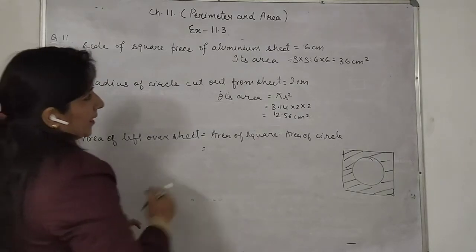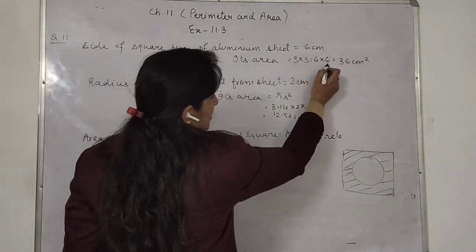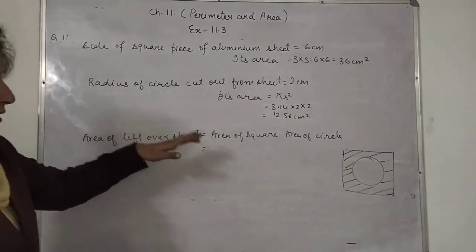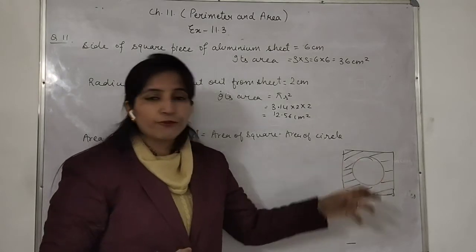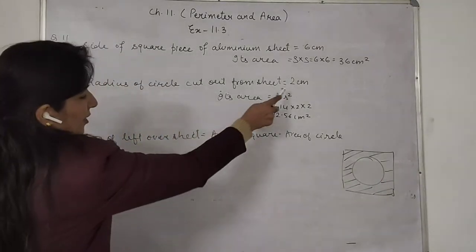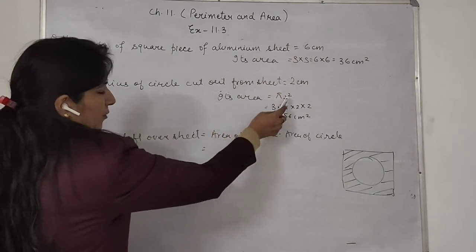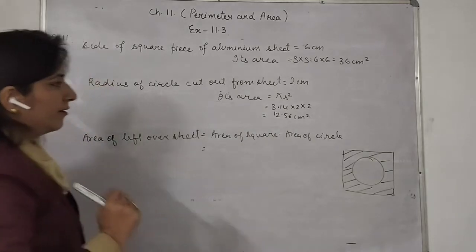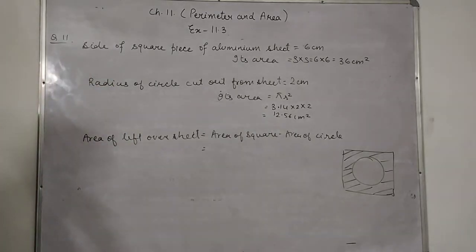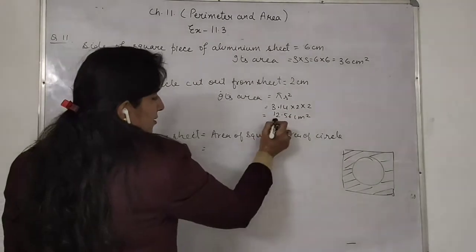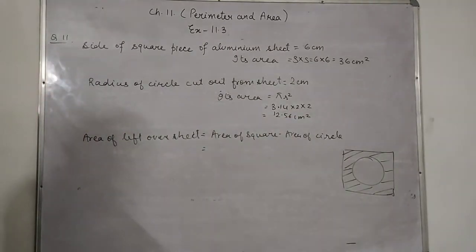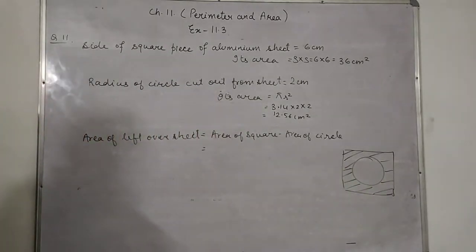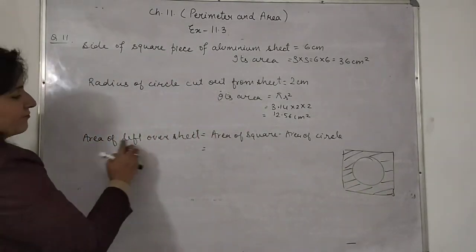So we can calculate its area, that is side into side, 6 into 6 is 36 centimeter square. The radius is also given of the circle which we are going to cut from this aluminium sheet. So radius is 2 centimeter. For area we can apply the formula pi r square. The value of pi is 3.14 and then radius 2 into 2. Now after calculating it, 12.56 is the area of this circle which is to be taken out from the aluminium sheet. Now we need to find out the area of the leftover sheet.